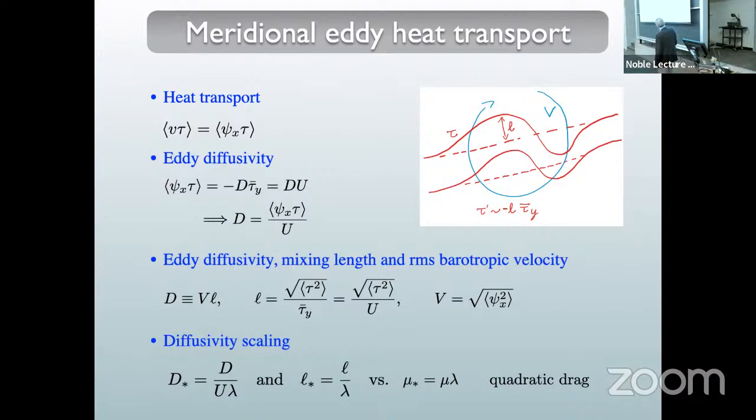And we also have a mixing length scale L. I can normalize by the deformation radius. So this is a non-dimensional mixing length scale. And then I have, for example, for quadratic drag, mu star has dimension of 1 over length scale. So mu lambda is the non-dimensional version. So every time you see a star, it just means that it's the non-dimensional equivalent of the dimensional variable.